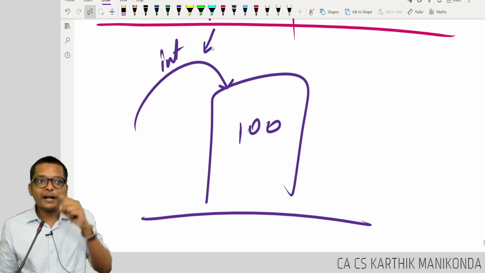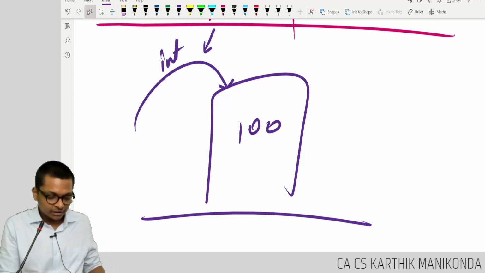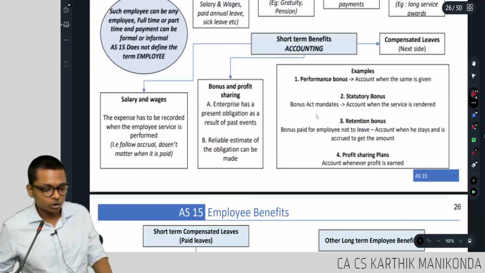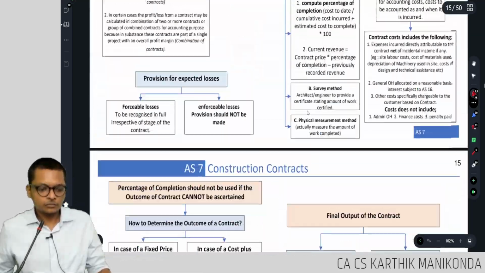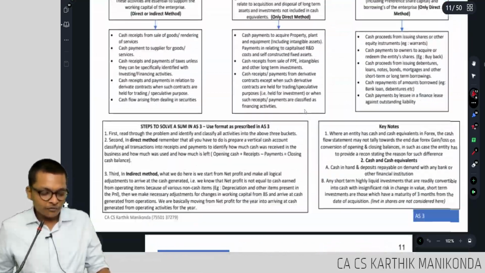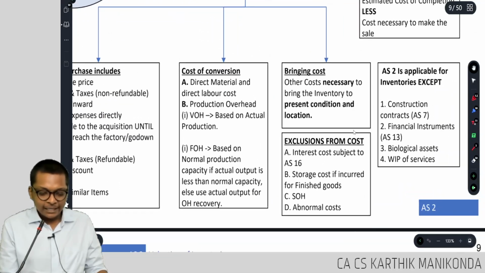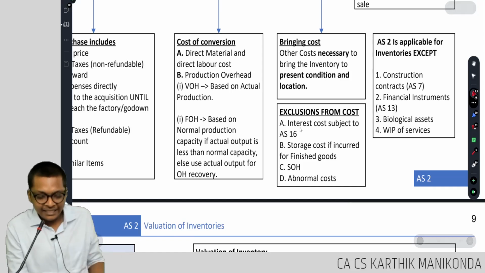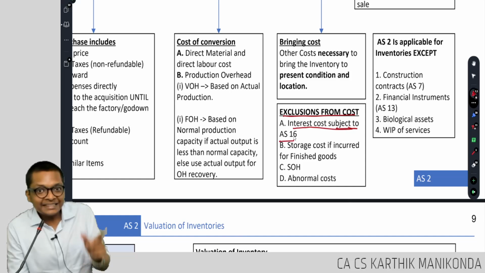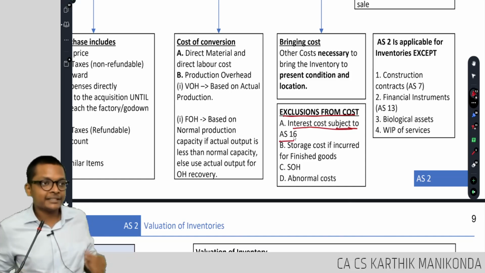Interest. Now go back to your AS2 notes. There I have told you, go back to your AS2 notes. Since the question was brought up, AS2 talks about what, guys? Valuation of inventory. In valuation of inventory, I told you exclusion from cost. In cost of inventory, interest cost is excluded subject to AS16. If AS16 allows, I will capitalize. Are you getting the logic now, guys?